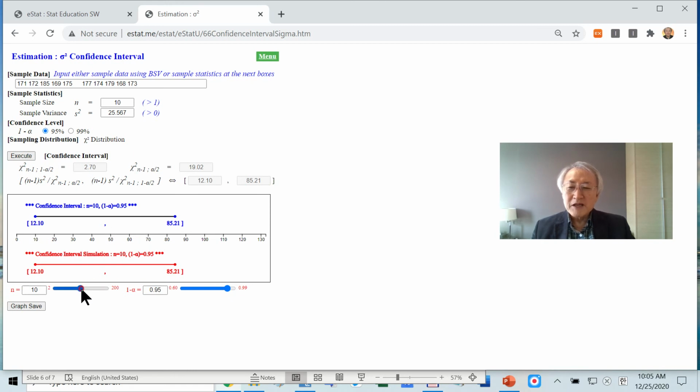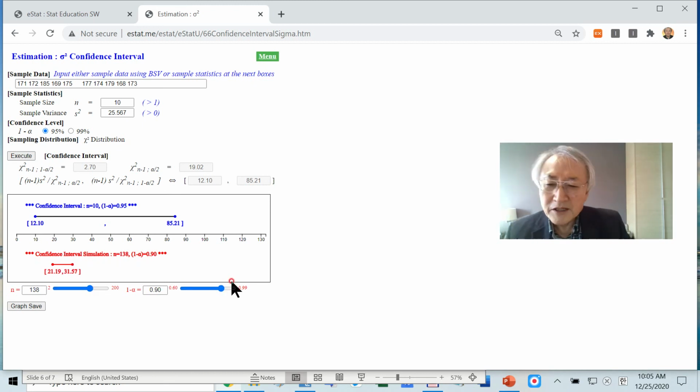You can experiment with how this confidence interval changes depending on 1 minus alpha. For practical application, I think E-stat would be helpful. Okay, this is the topic today.